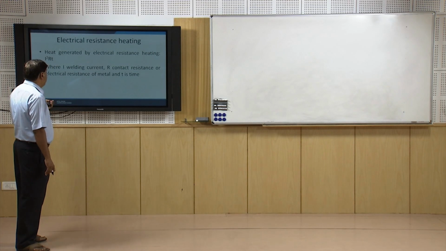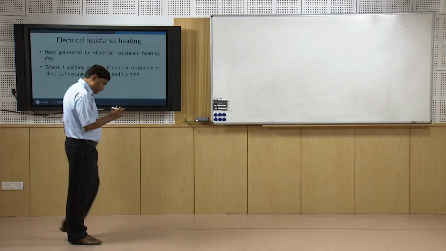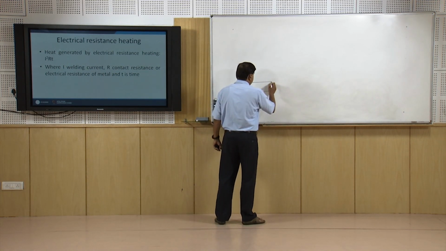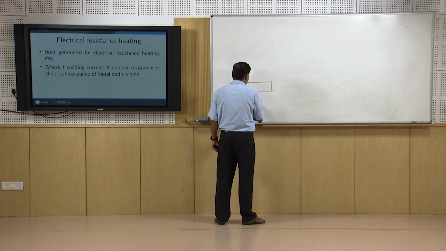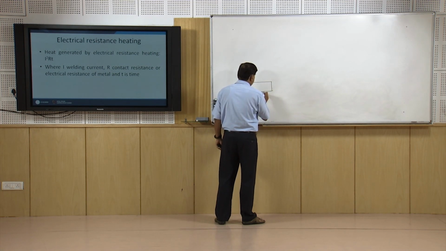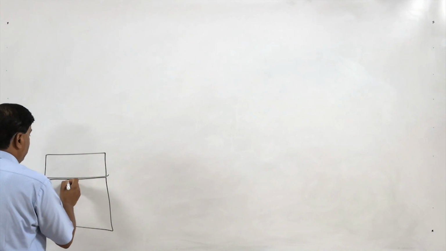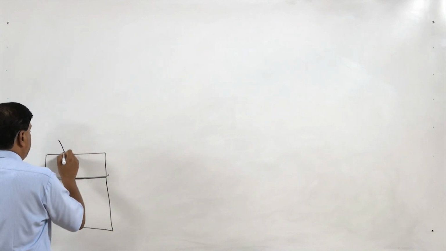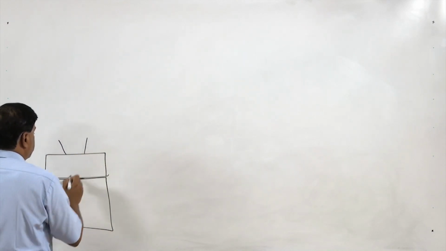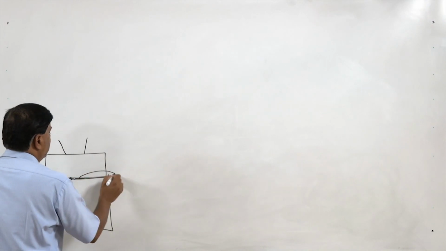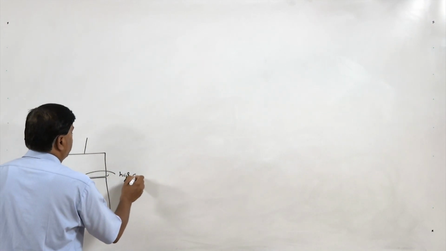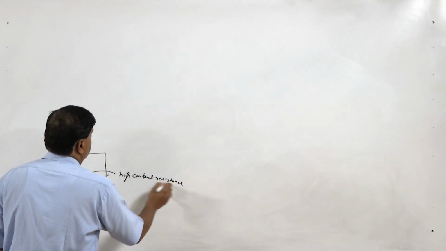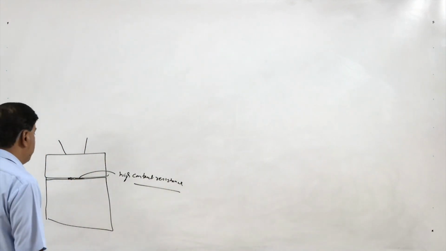Then we have electrical resistance heating. This simply uses the principle of high contact interfacial resistance. Say these are the 2 components being joined. Here of course they will have contact through the peaks and valleys present at the surface, and if we supply current through the electrodes, the high contact resistance at the interface plays a big role in developing the heat.